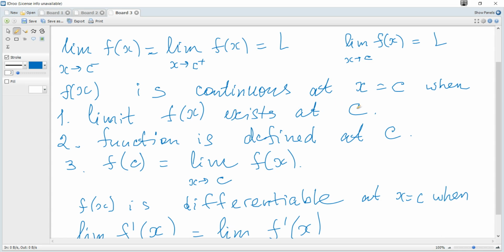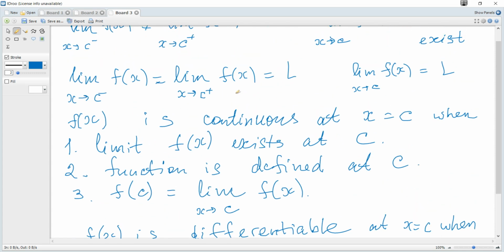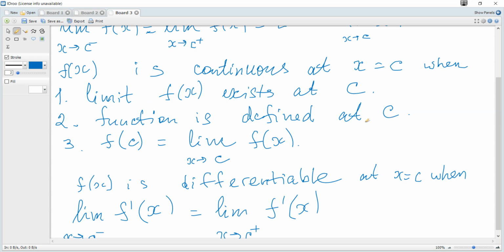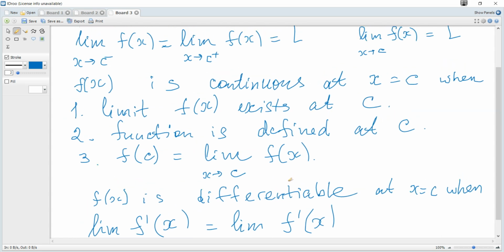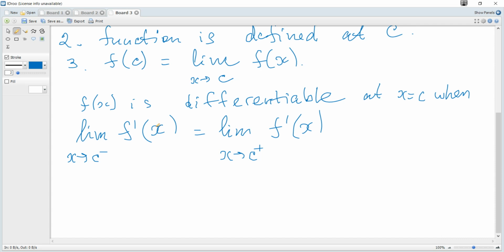And f(x) is continuous at c when the limit of f(x) exists at c. It means that the limit from the left must be equal to the limit from the right, and the function is defined at c, and the function at c must be equal to the limit at c. It may be enough for IB just to show that the limit from the left is equal to the limit from the right. But it would be better to emphasize that the function at the considered point is also equal to the limit.